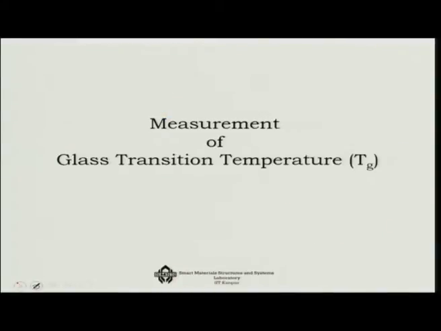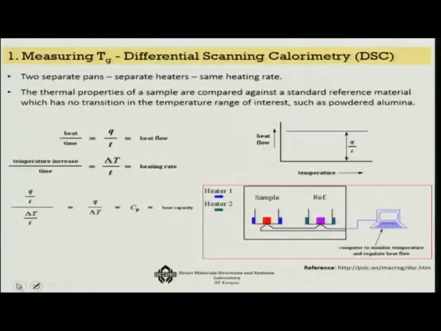Now, how do we measure the glass transition temperature? There are several methods. One of the very popular ones is known as DSC, differential scanning calorimetry. And here you need to take two different materials. One is the sample, which has a glass transition at the particular temperature where you think this is happening, and the other is the reference material, which does not have a glass transition at that temperature.